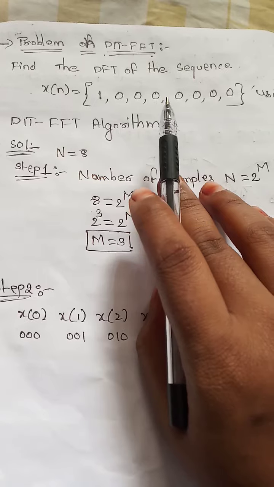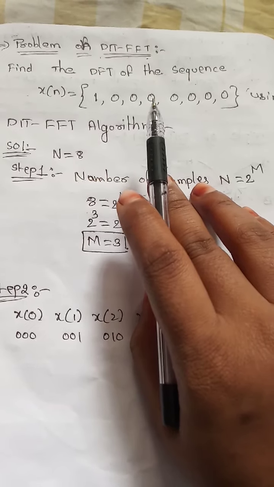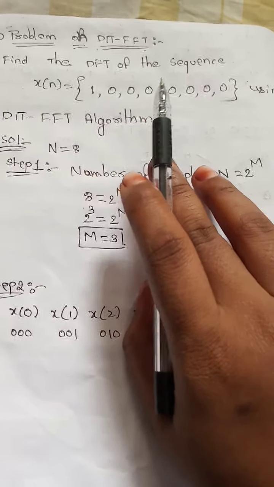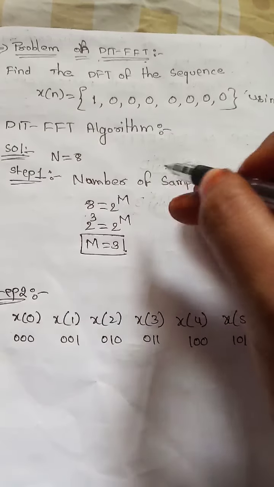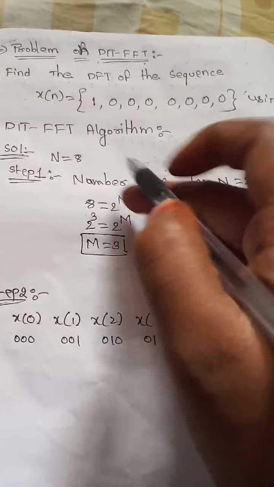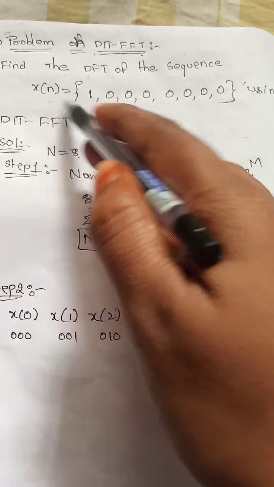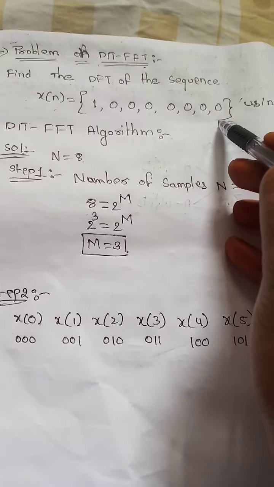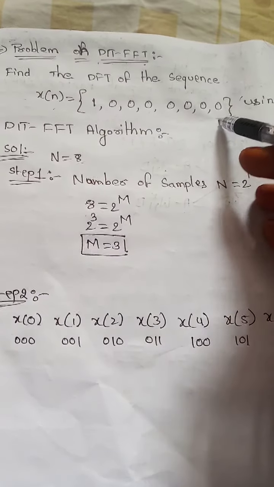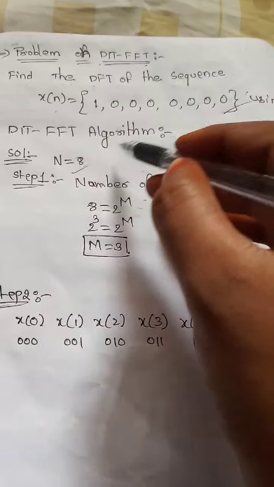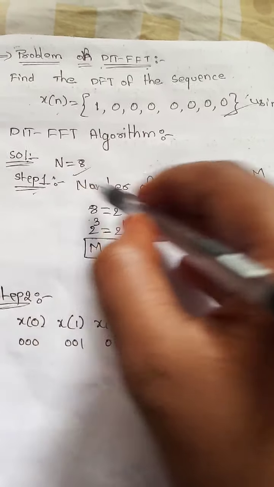So actually we have 10 steps. The first one is the number of samples. See here, the given discrete time sequence has n equal to 8. So the first step is the number of samples.